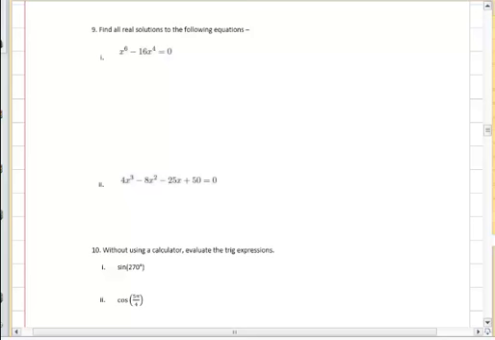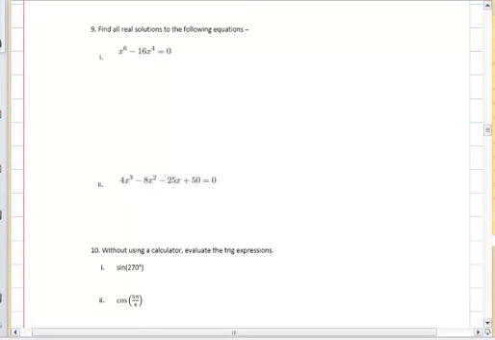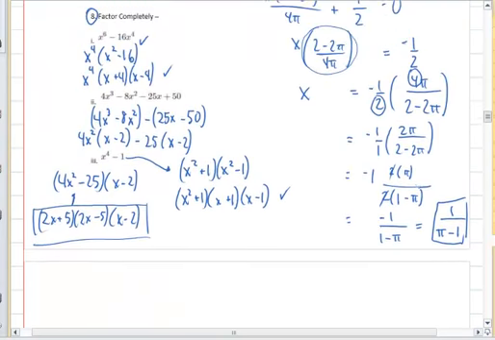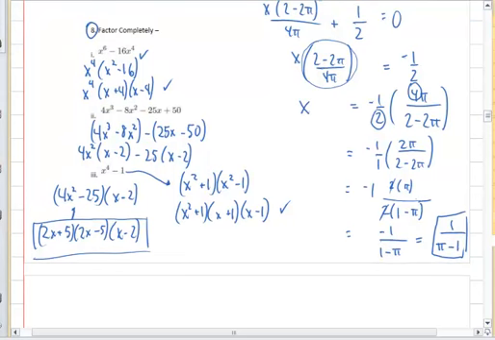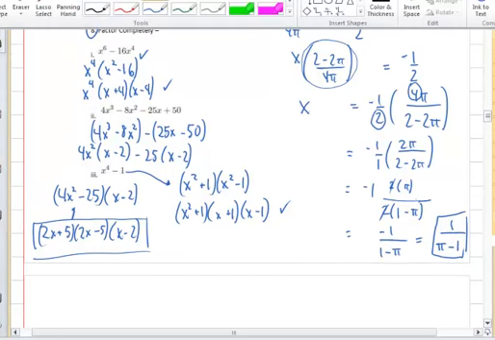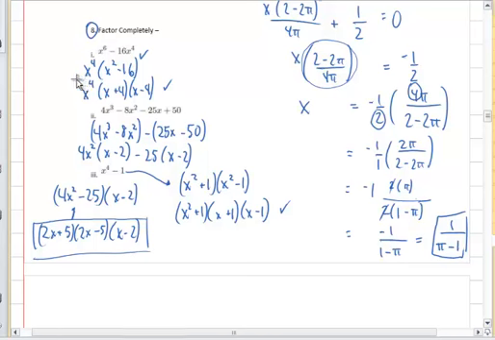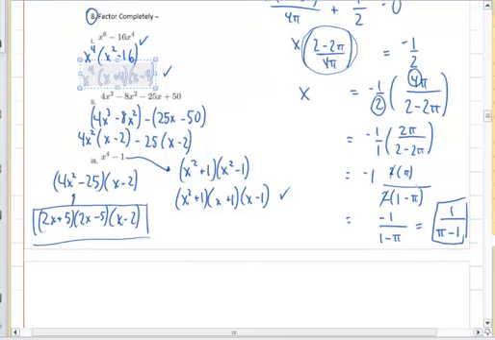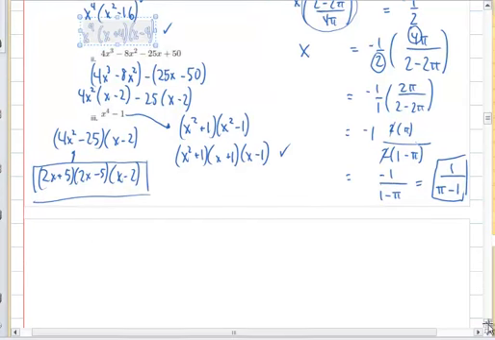Okay, we're back. We're on page 5, and now it says to find all real solutions. So thankfully, I'm not giving you completely new problems. If you look back at what we just did, we can use the solutions from the last problem. I'll just copy that, and now I'm going to paste it over here.